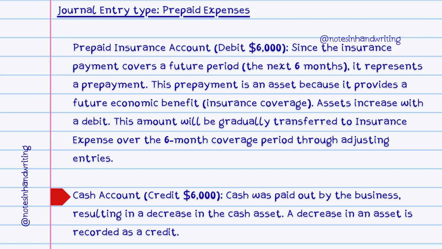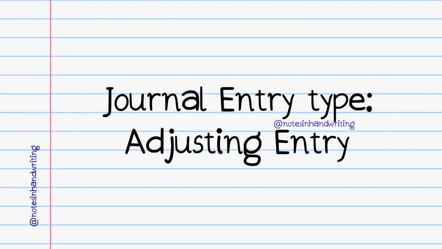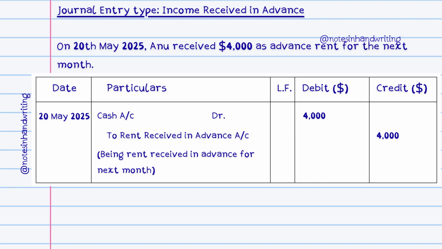Cash was paid out by the business, resulting in a decrease in the cash asset. A decrease in an asset is recorded as a credit. The next journal entry that we need to tackle is adjusting entry. Do you remember this entry from Part 1, where Anu had received $4,000 in advance for rent? At that time we had created an entry on 20th May for rent received in advance.